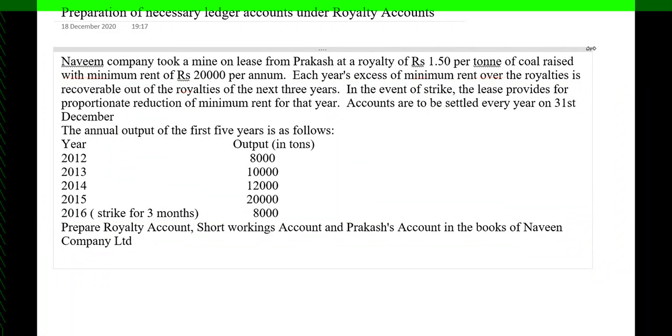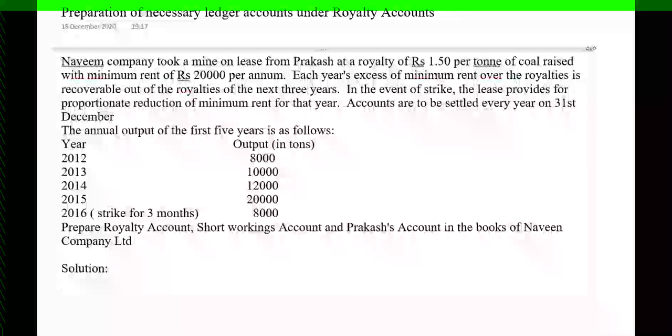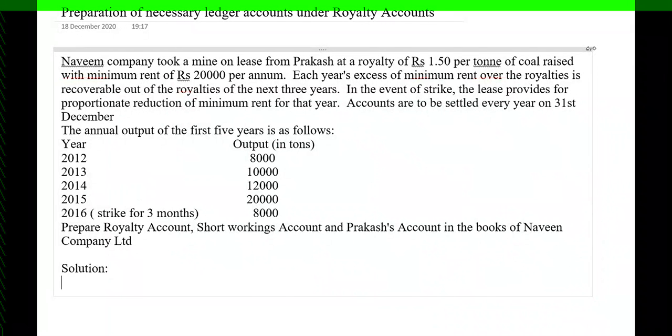So now let us go for finding the solution. We need to calculate the minimum rent for the year 2016 as it is affected by strike. The royalty per ton is given in the problem as rupees 1.50, and the minimum rent agreed is rupees 20,000. And the right of recoupment is the next 3 years.